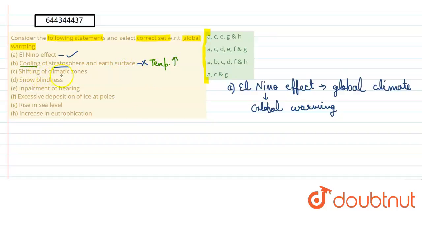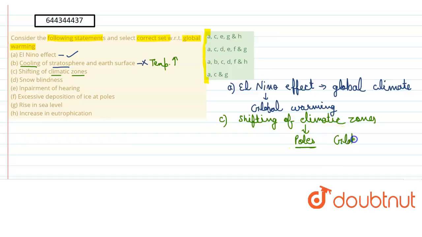Third is shifting of climatic zones. This is also right, because of the climatic changes, just like we discussed in the El Nino effect. What is basically happening in this concept is that the climatic zones are shifting towards the poles, right? It is considered that in the tropical areas there would be very extreme weather conditions like extreme drought in the coming years, right? So this is also related to global warming. It is one of the effects of global warming around the world, right? So this option is also correct.